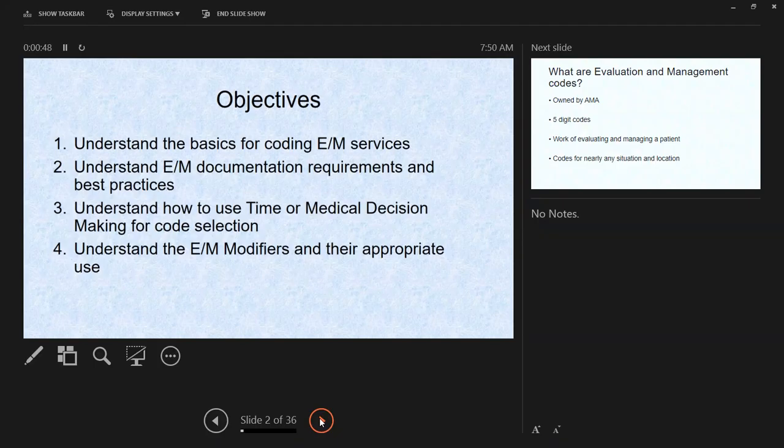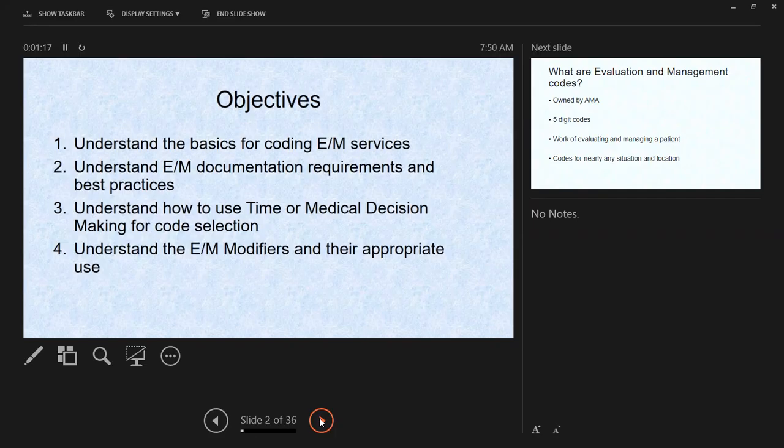The objectives of this lecture are to understand the basics for coding evaluation management services, and understand the documentation requirements. There are documentation requirements that have to meet the levels that are chosen, and that may be different based upon the site of service. We also want to understand the best practices for that documentation, in the office setting, using time or medical decision-making for code selection, which then translates similarly over to other locations.